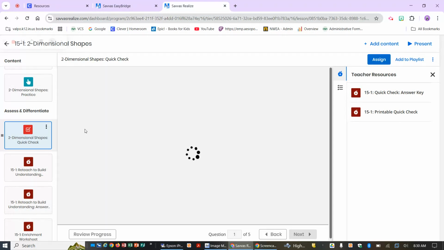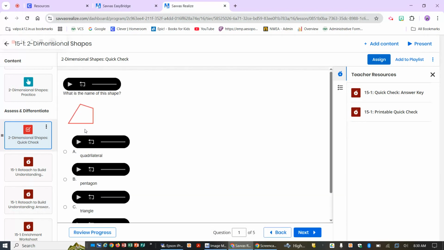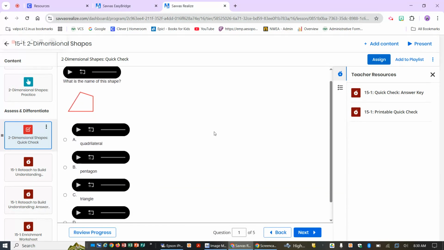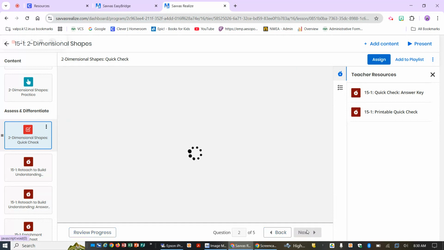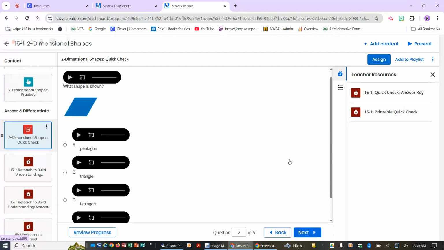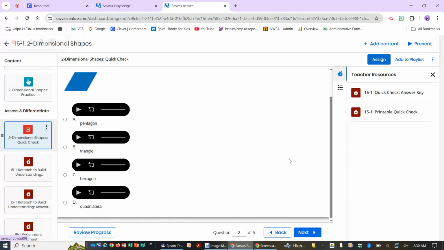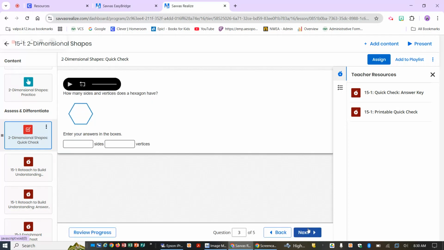Number 1. What is the name of this shape? Count the sides, count the vertices. What shape is shown? Count the sides, count the vertices. Please come in calm and quiet. For number 3, it's asking how many sides and vertices does a hexagon have? Count the sides, put your answer here. Count the vertices, put your answer here.